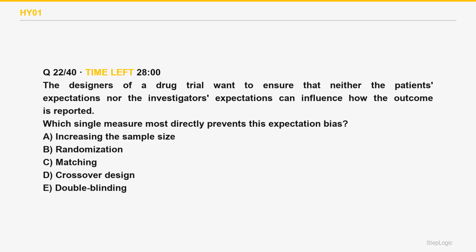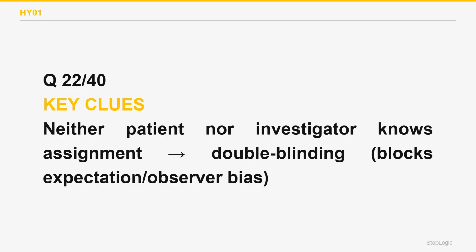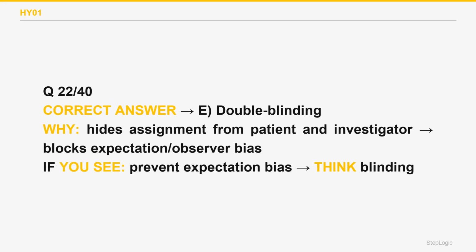Read the command, the fix for expectation bias on both sides. Hide the assignment from patients and investigators. Double blinding keeps both the patient and the investigator unaware of the treatment assignment, so neither side's expectations can color symptom reporting or outcome assessment. It is the direct antidote to observer and subject expectation bias, a form of information bias, which no amount of sample size or randomization can remove on its own. The correct answer is E.